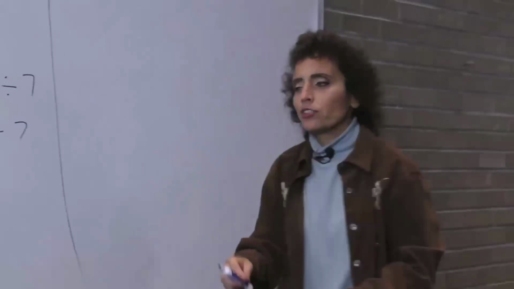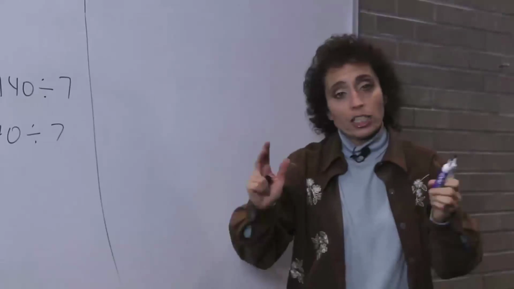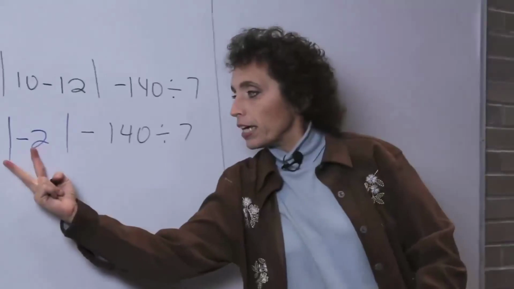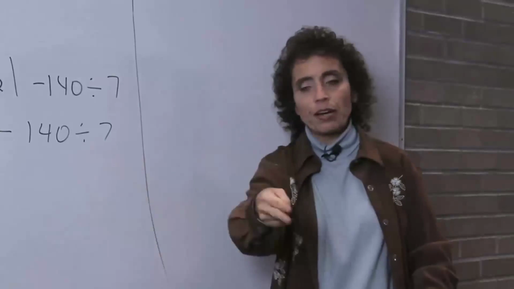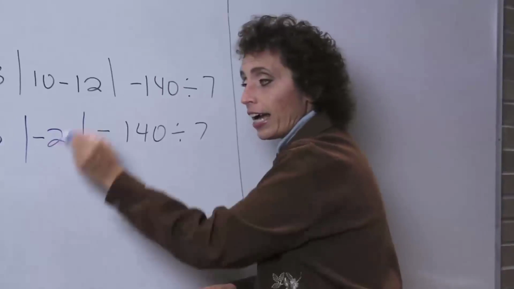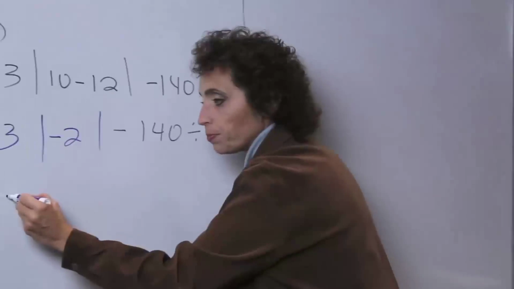Okay. Now it says parentheses, don't have them. Exponents, don't have them. Multiplication or division, have both of them. This is multiplication. This is division, and it says from left to right, so I'm doing that first. But in order to do this multiplication, I have to actually finish this absolute value.